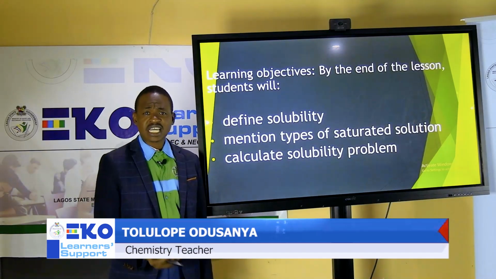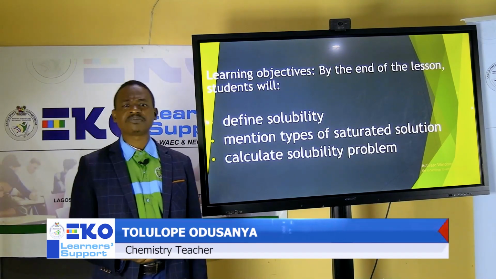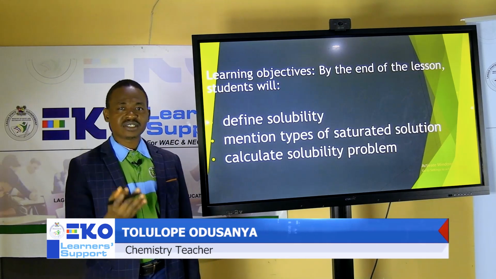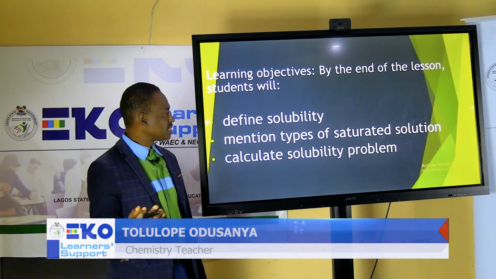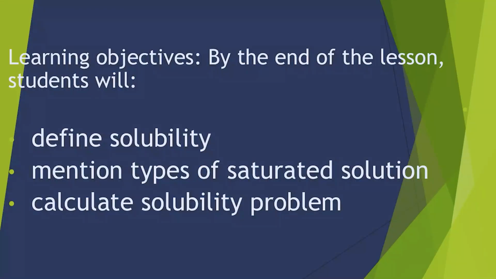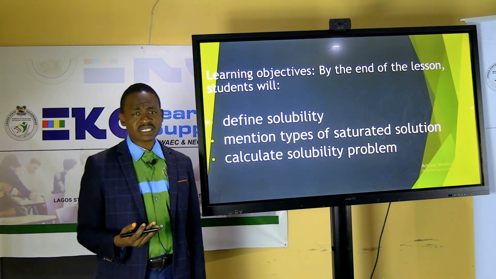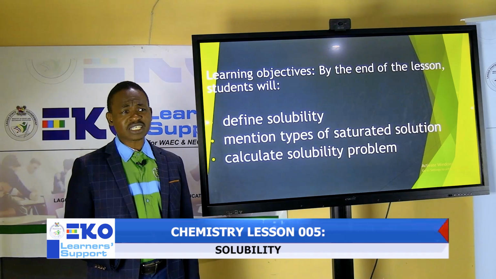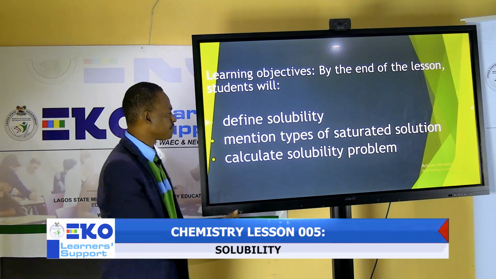Now, what would be our learning objective? At the end of the class, you will be able to, one, define what we call solubility, mention types of saturated solution, and calculate solubility problems. This is what we are going to be talking about as we progress in this class. Fine.